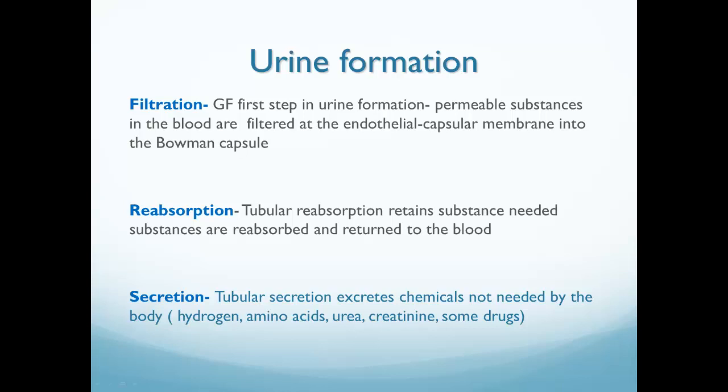Also occurring in the tubules is going to be secretion. So we have reabsorption of fluid back into the bloodstream, and then we have secretion of those chemicals that are not needed by the body, hydrogen and amino acids and things like that. Notice a couple very important ones in the secretion category here. Urea, which is a main component of one of the things that we're measuring on our patients with renal disease, which is the blood urea nitrogen, BUN.